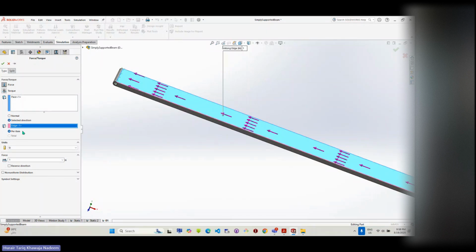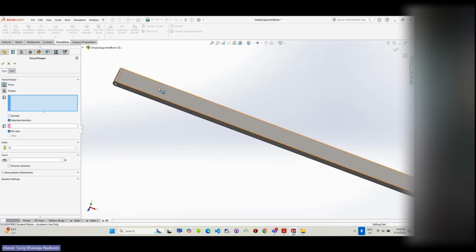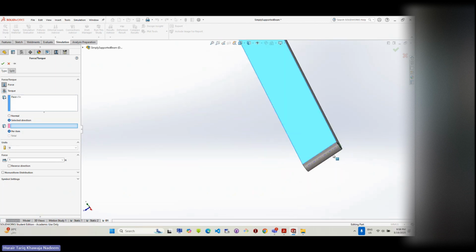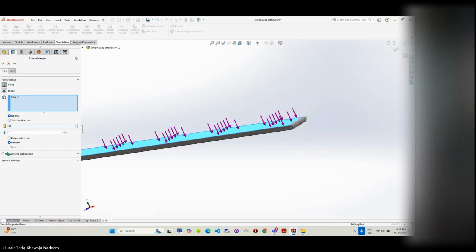Look, as you select this edge, the other options are gone. Let me do it again. Normal, select, this is the face. So select direction. For example, I select this direction, then you will see it is along the edge. I can select any other direction as well. Look at the direction of the arrow. But if I want to have normal, it's going to be perpendicular like this. So this is normal.